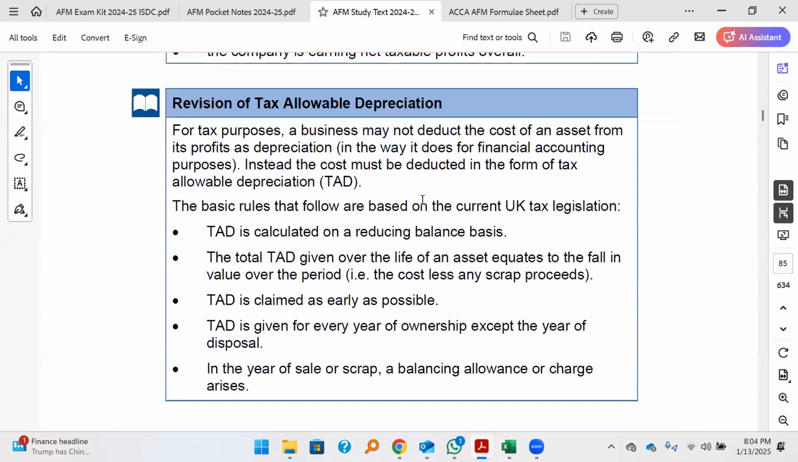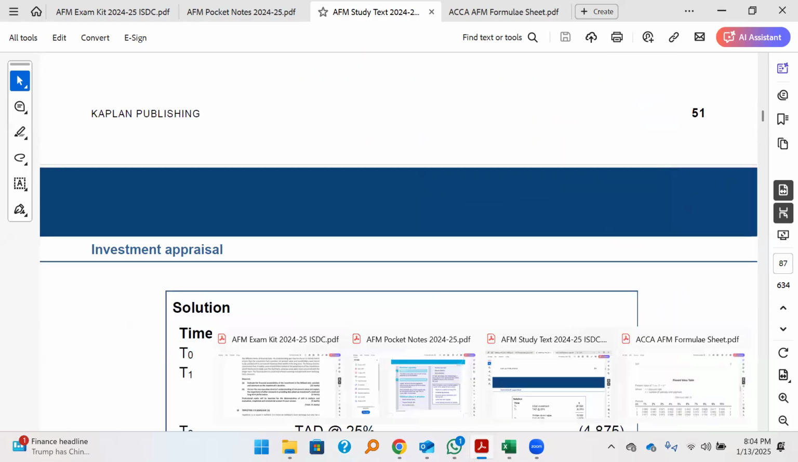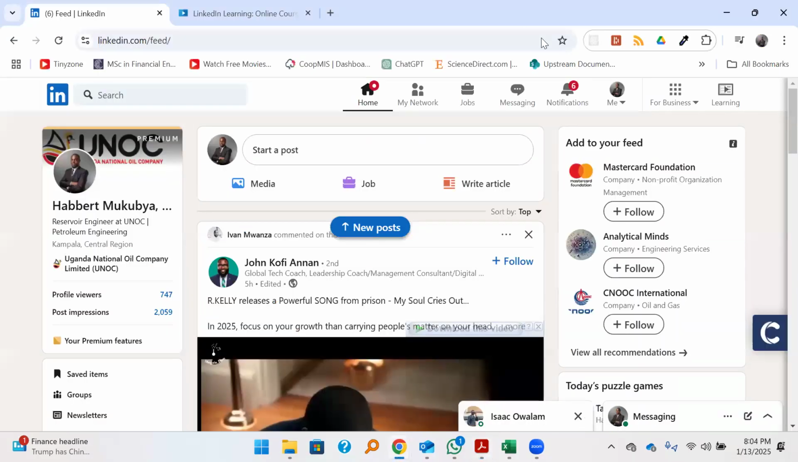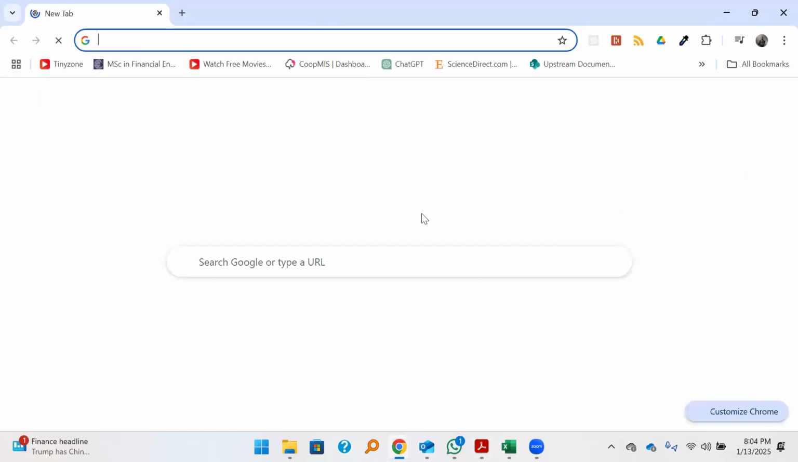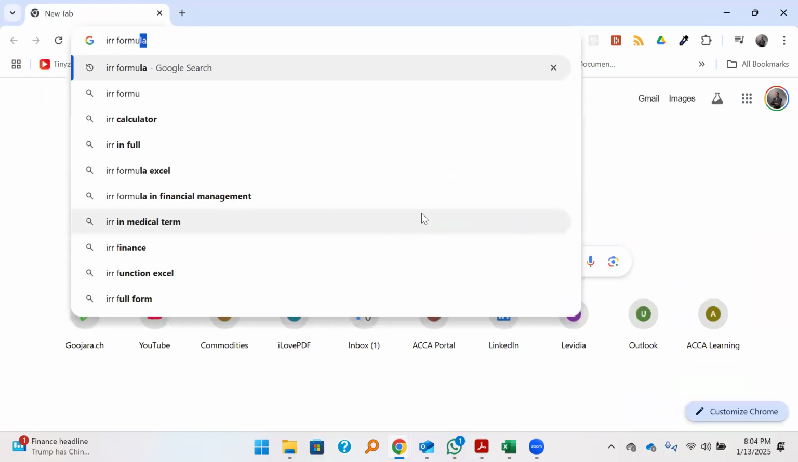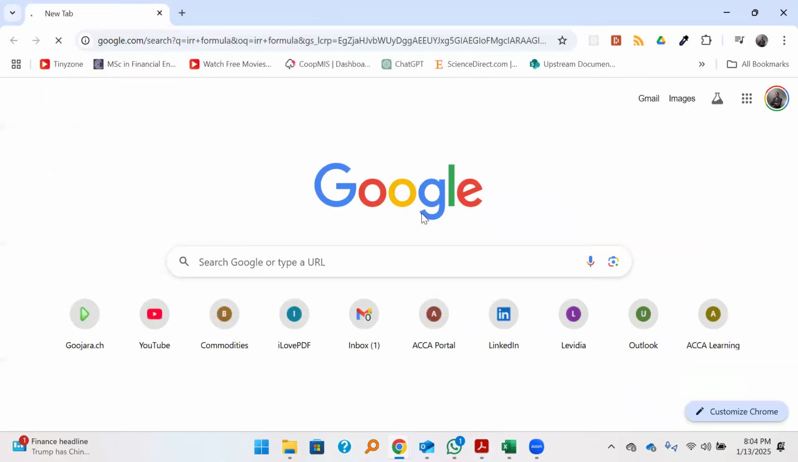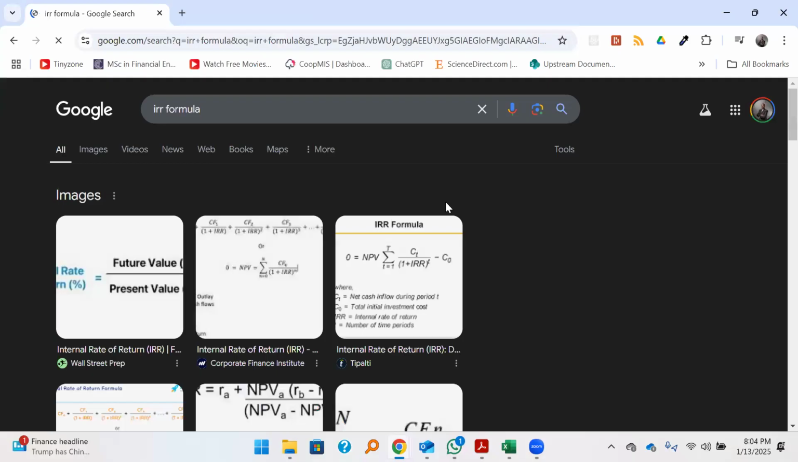So let us do internal rate of return. So internal rate of return requires us to have the formula. And I'm going to show you two things. I'm going to first show you this formula. And then I'm going to show you the one that is in Excel.